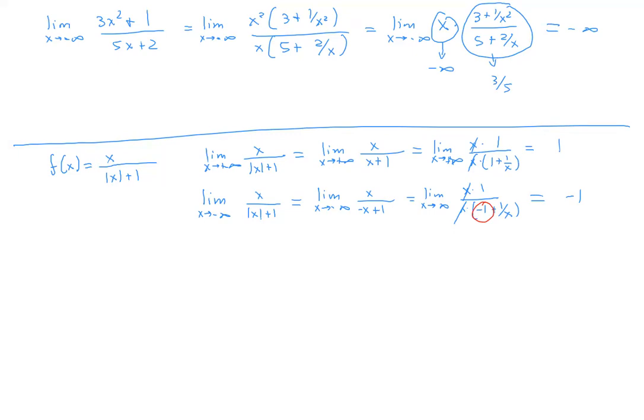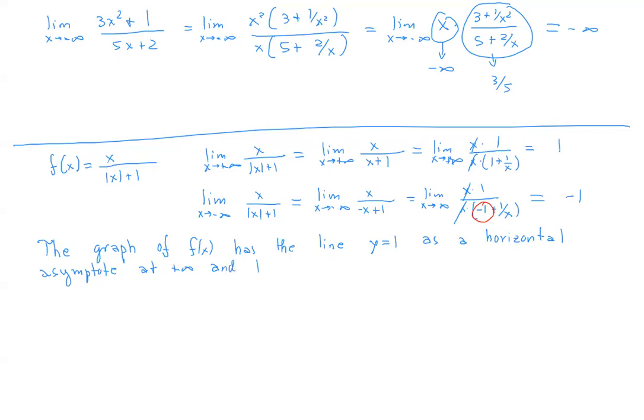So the graph of f of x has the line y equals 1 as a horizontal asymptote at positive infinity, and the line y equals negative 1 as a horizontal asymptote at negative infinity.